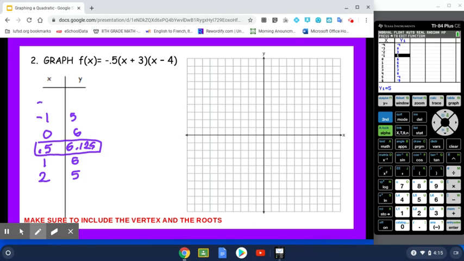So I have -2, 3, and 3, 3. And then I need my -3, 0, and my 4, 0, because I need those 0 points. Okay? Now your last step is just to graph it.